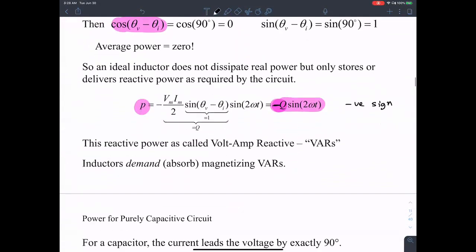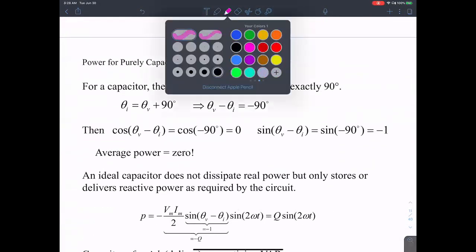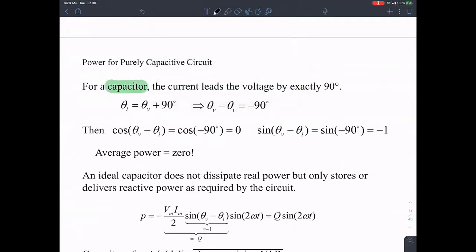Now let's see the capacitor. Okay, the capacitor circuit. If you go back to the Eli the Iceman mnemonic, the current leads the voltage in a capacitance. Okay, so the current leads the voltage by 90 degrees. So theta I is greater. Okay, so theta V minus theta I is going to be negative 90 degrees, owing to the fact that current leads the voltage by 90 degrees. Okay, then we can plug that in to the above equation. Cosine negative 90 is 0, sine negative 90 is negative 1.